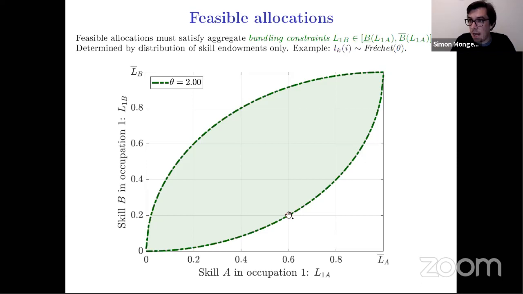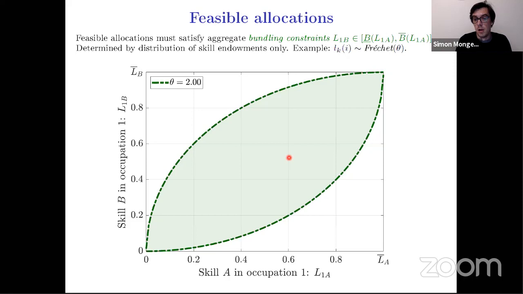This represents a unique allocation of workers. To get to this point, I've taken the guy with the highest relative endowment of skill A relative to skill B, the second highest, and so on and so forth, to get to this mass of skill A. If I were to consider an allocation interior to this lens, then there are infinitely many different ways that I can achieve this allocation. This allocation is not unique.